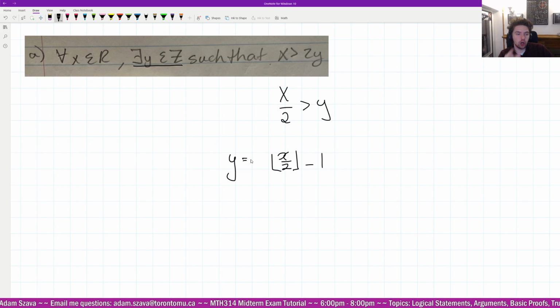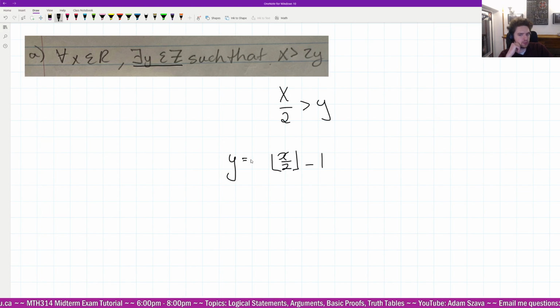So to prove this, you just have to show how you get that y value. If you can show a way to get that y value, and importantly, that works for any x, then you've proven that the statement is true. And I can successfully get this y value, and that makes this true, right? It's a little hard to rearrange, but this is true, right? Because it's equivalent to saying y is smaller than x over 2. So if I take x over 2, round it down, subtract 1, that's certainly smaller than x over 2. If I take a number, round it down, subtract 1, it's certainly getting smaller.